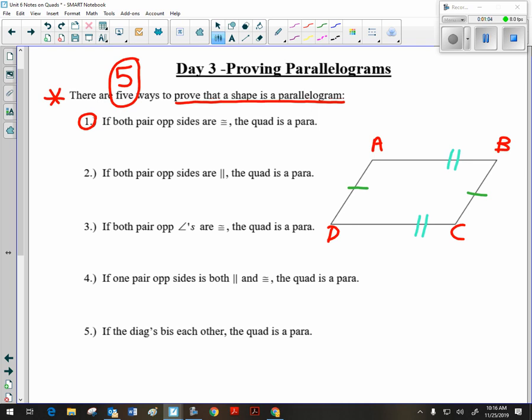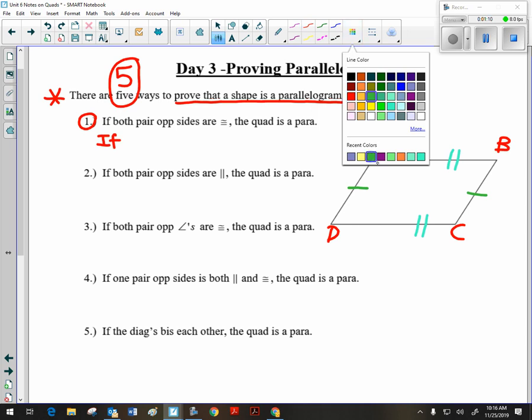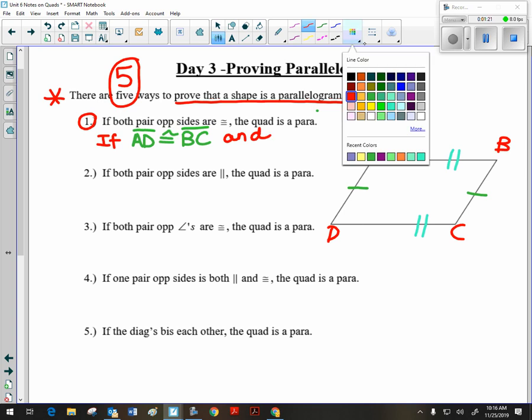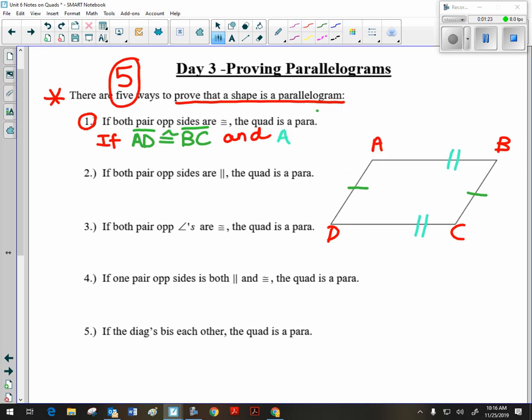So if I was going to go in and write down what this means, it would basically be me saying if AD is congruent to BC and AB is congruent to DC, then I would know that ABCD is a parallelogram.